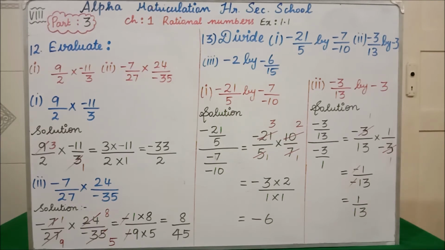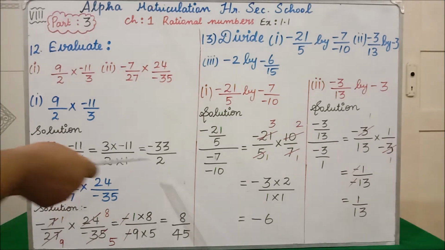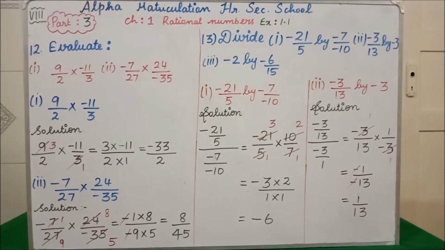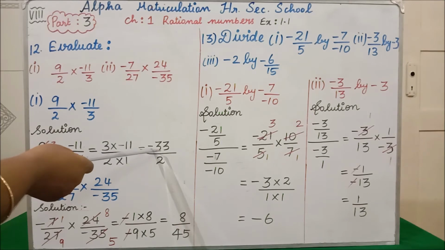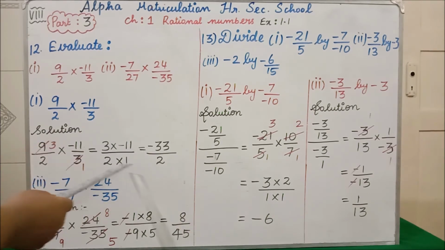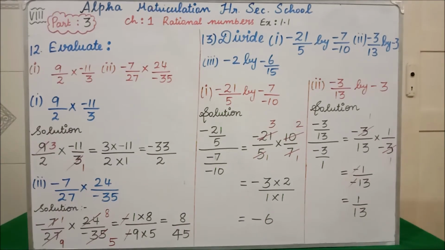So you can write 3 into 11 are 33. 2 into 1 is 2. Since for a beginner I am writing 3 into minus 11 divided by 2 into 1. 3 11s are 33. This minus I am writing as such. Divided by 2 1s are 2. That's all. Our answer is over. Okay, this is another 1 mark question.